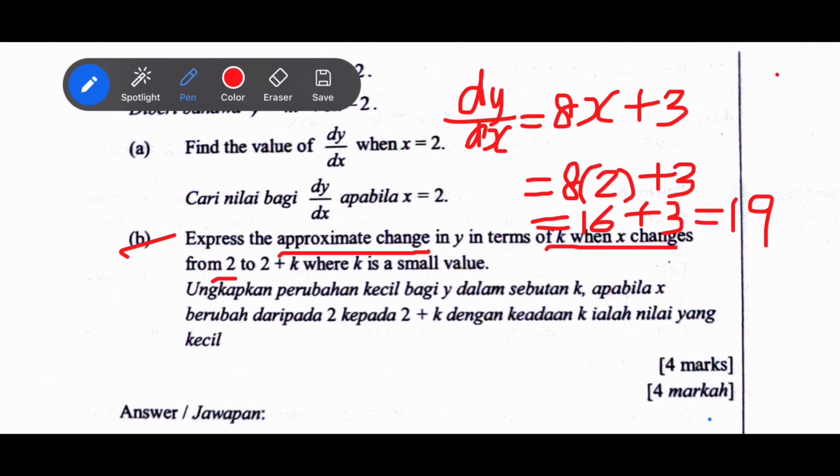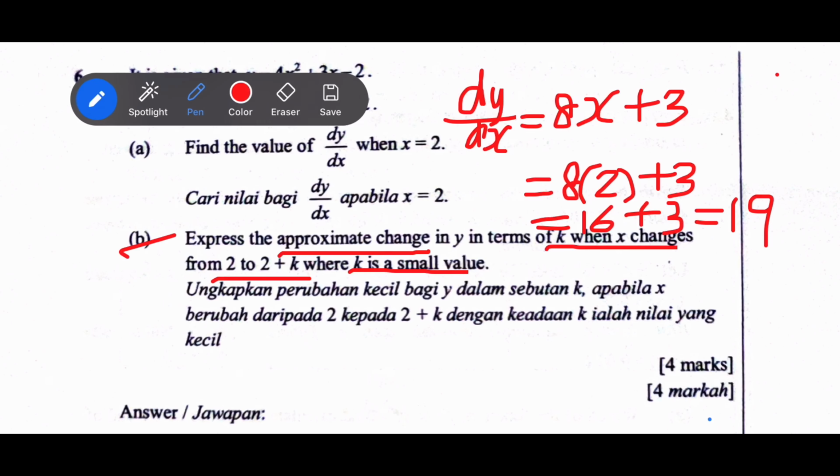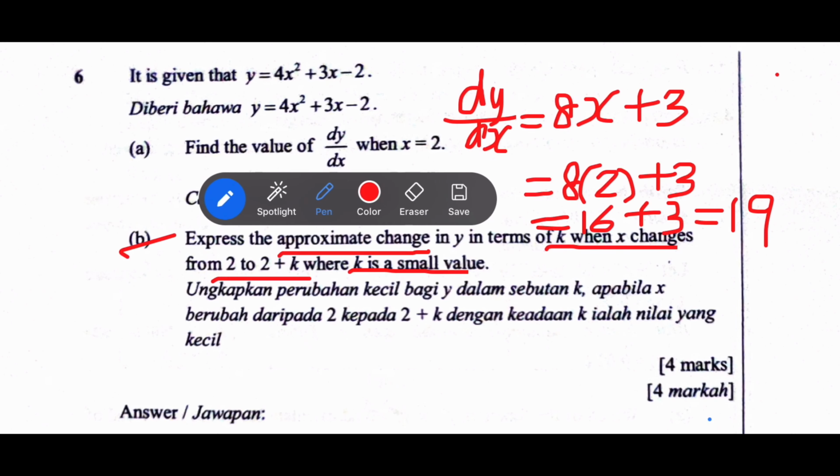So you will get 16 plus 3, which is 19. Okay, so in the exam, if you really don't know how to do the small changes, you just do dy/dx, you will get 2 marks. But I just want to tell you the small changes or approximate change is very easy.